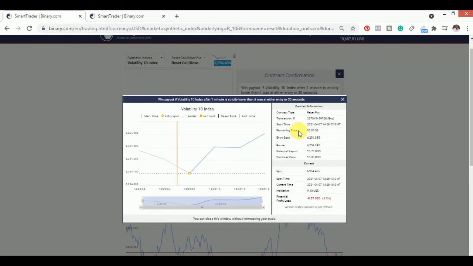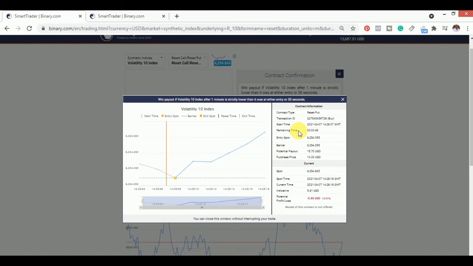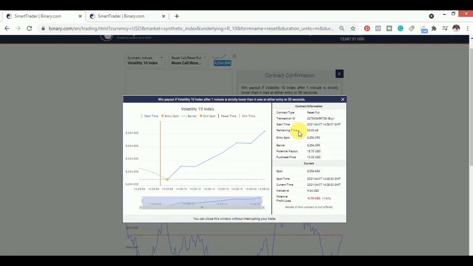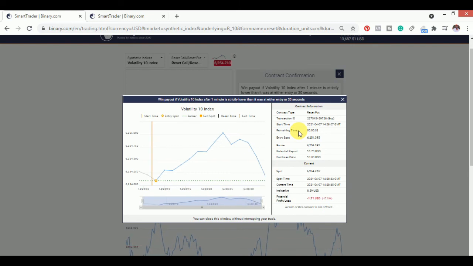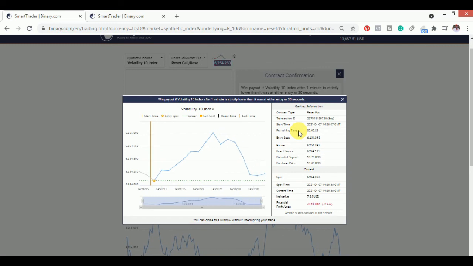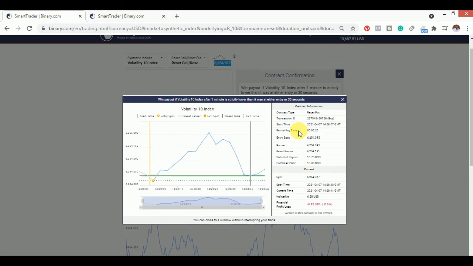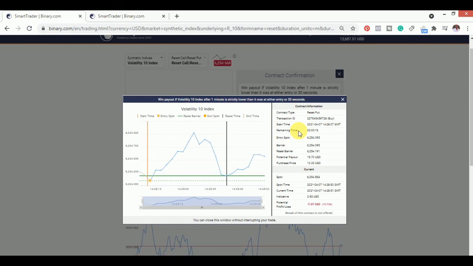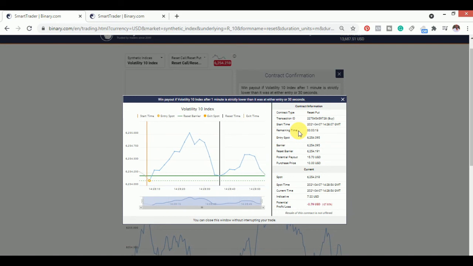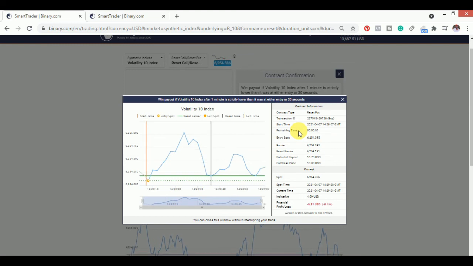So now, apart from using 1 minute, if you decide to switch your time to 5 seconds, just know that you can always reduce the time frame. If you switch to 5 seconds, it will take 2.5 seconds for the reset call to occur. If you switch your time to 2 minutes, it will take 1 minute before the reset call will be achieved. So whichever time frame you switch into, it will take half of the time for the reset to occur. So just have that in mind.